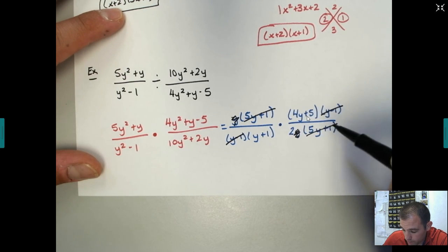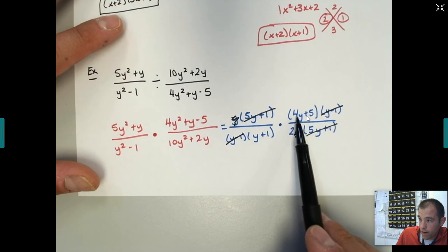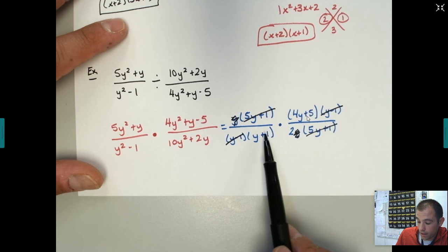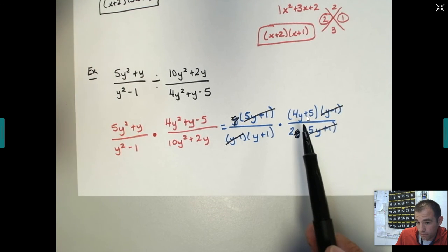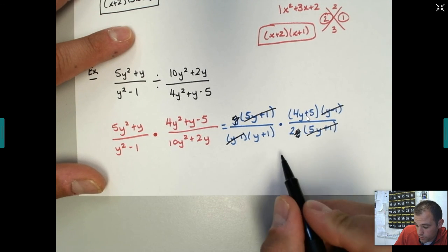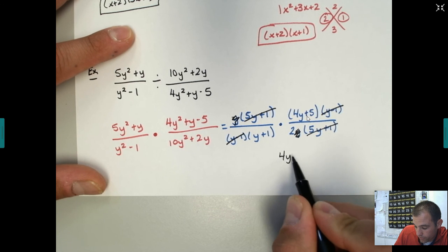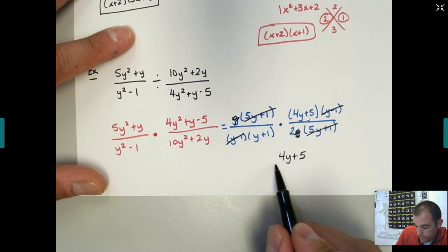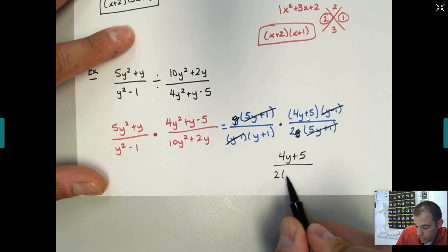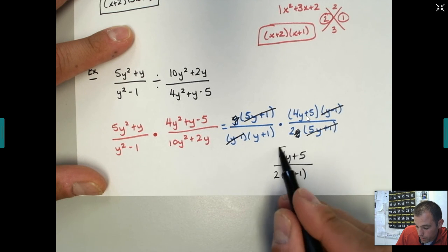We canceled out these y's, right? So then the 4y plus 5 and the y plus 1 aren't the same. There's nothing I can do, and I also have that 2. So my final answer is 4y plus 5 on top. Then I have the 2 and the y plus 1 on the bottom, and we are finished.